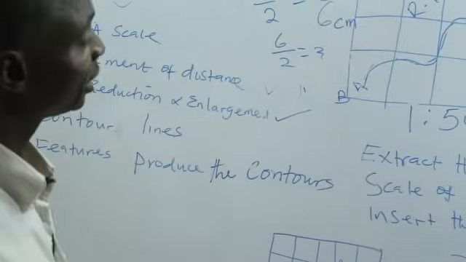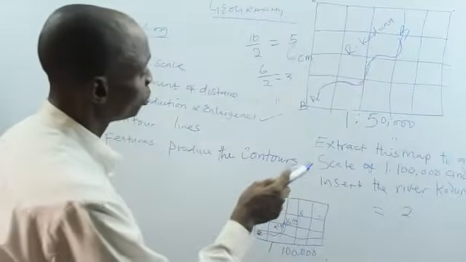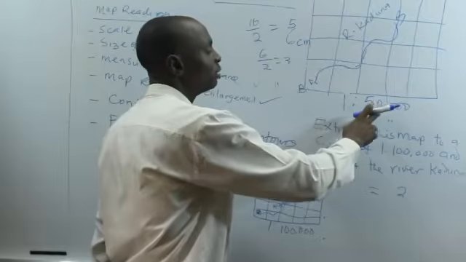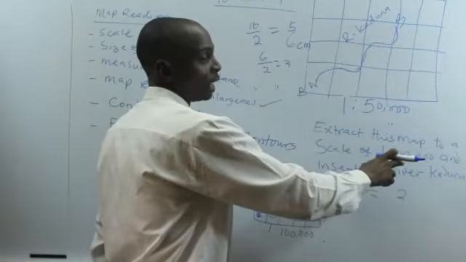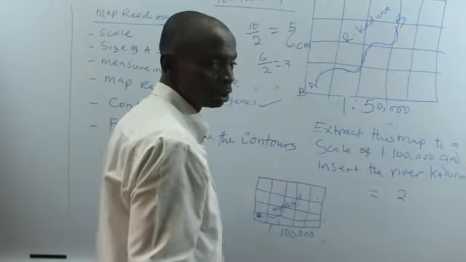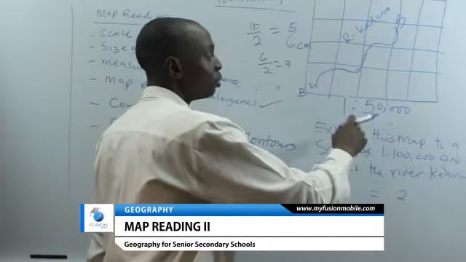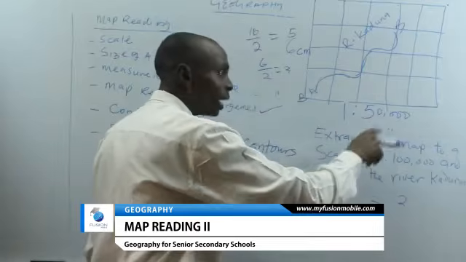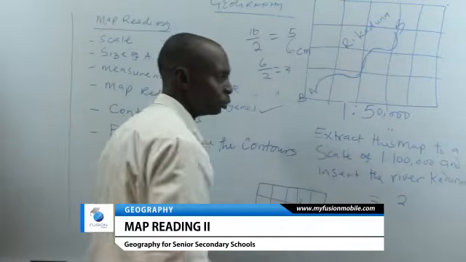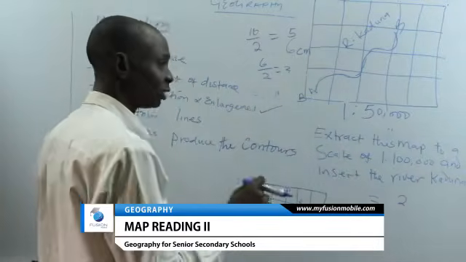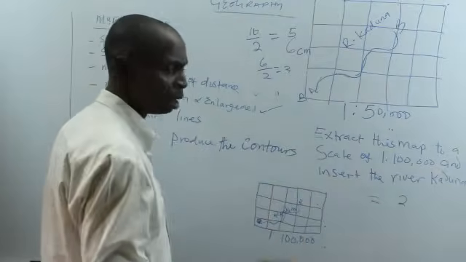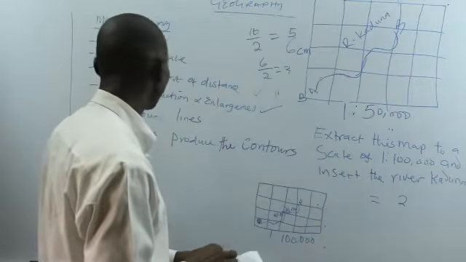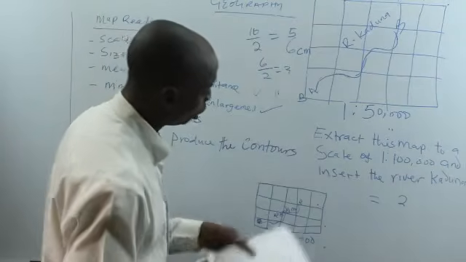When you are asked to enlarge the map, instead of dividing the new scale by the old scale, you divide the old scale by the new scale. It will give you a fraction. That tells you that you are going to enlarge the map to the number given to you. So that is what we mean by map enlargement. Map enlargement is not common, but for us to know that there is map enlargement, that is what you should do.